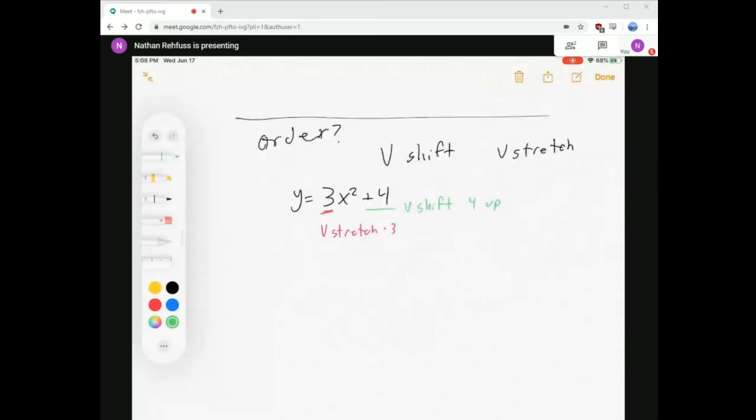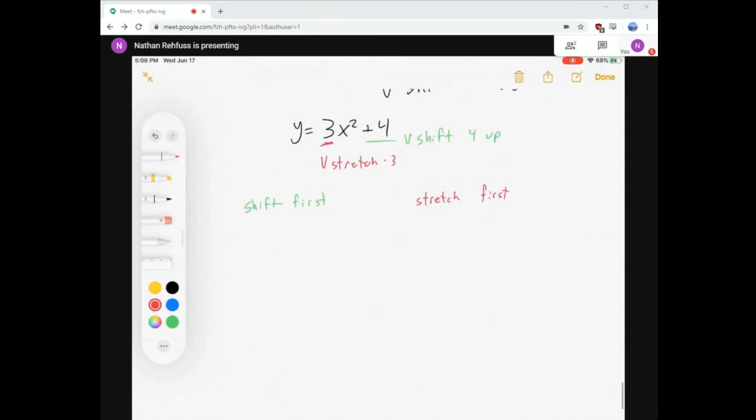So do I do the shift first, or do I do the stretch first? Or does it matter? Let me try it each way and see what we can find. If you're not sure how a math concept works, you can always play with it until you decide how. Experimentation is a fine way to try to understand these things. I encourage it. So let's shift first.